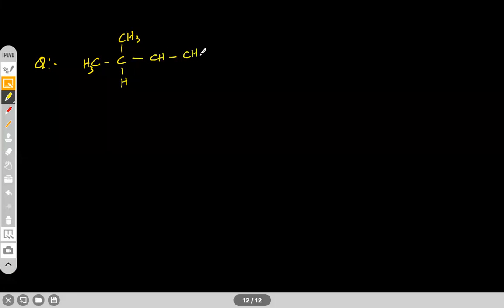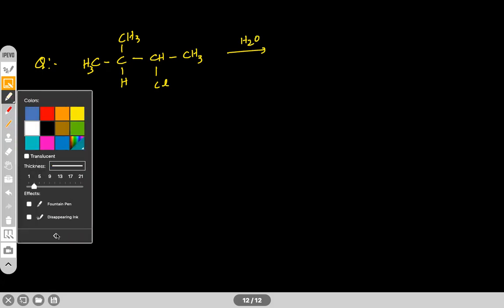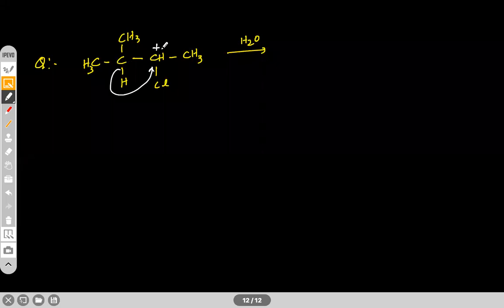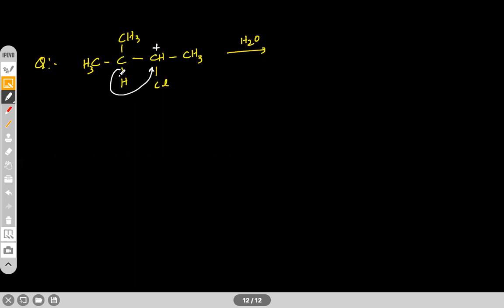So what is the overall reaction here? We have discussed the mechanism, but the overall reaction would be this: CH3CH3, CHCH2CH3, Cl with H2O. Correct? The two products we get, one is major, the other is minor. You can do this directly. If you do some practice, you'll get it easily. First of all, the carbon with the halogen will get a positive charge, and then a 1,2 hydride shift will give a positive charge here. This positive charge gives you OH on this carbon atom, and this positive charge gives you OH on this carbon.